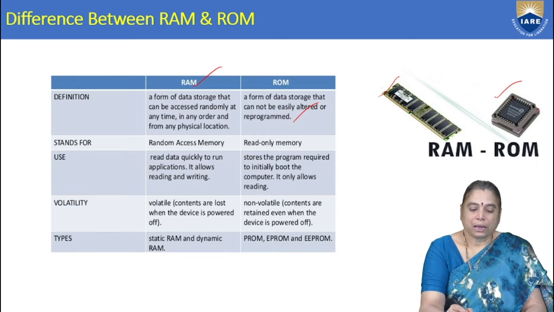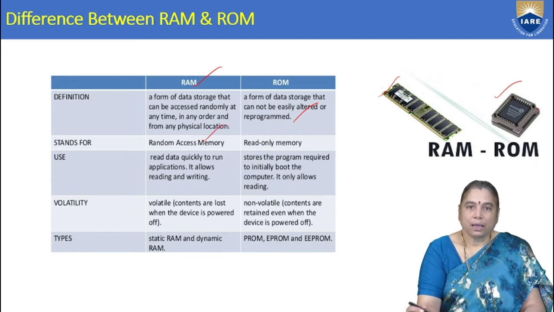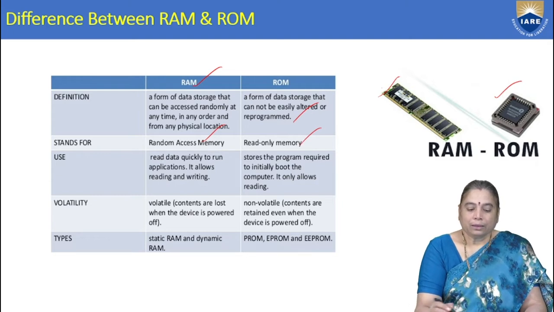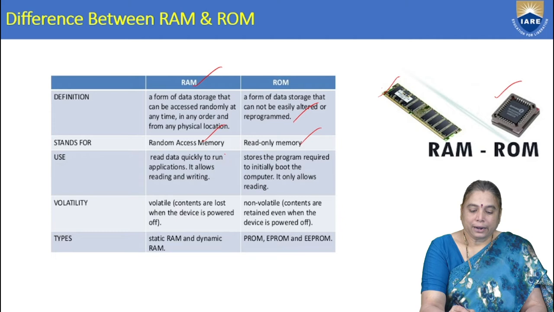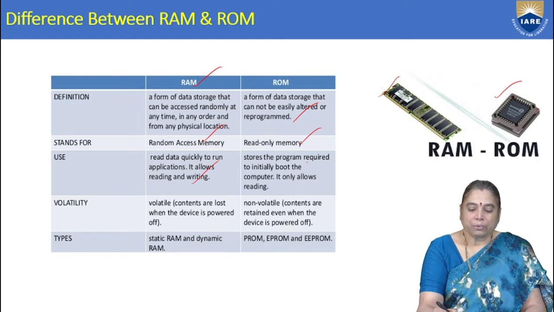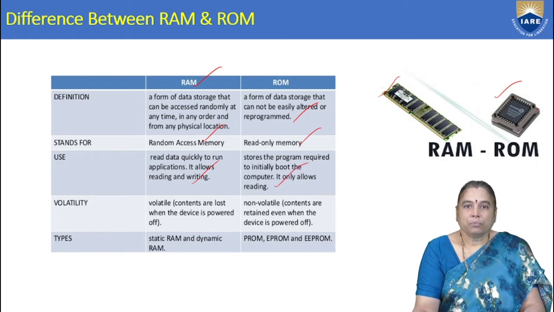The full form of RAM is random access memory and ROM is read-only memory. The usage of RAM is to read data quickly to run applications. It allows both reading and writing. In case of ROM, it stores the program required to initially boot the computer. It only allows reading. So generally, the bootstrap program can be stored on the ROM. So that's why the firmware concept comes into the picture.